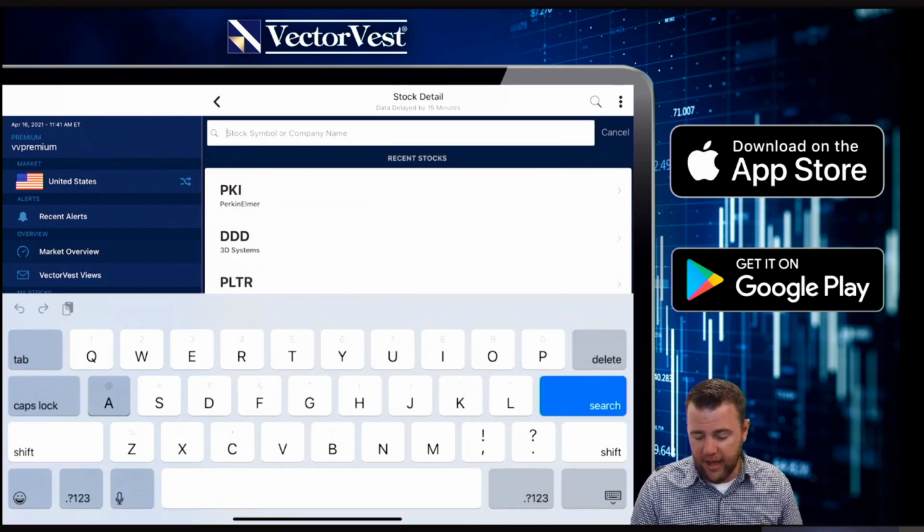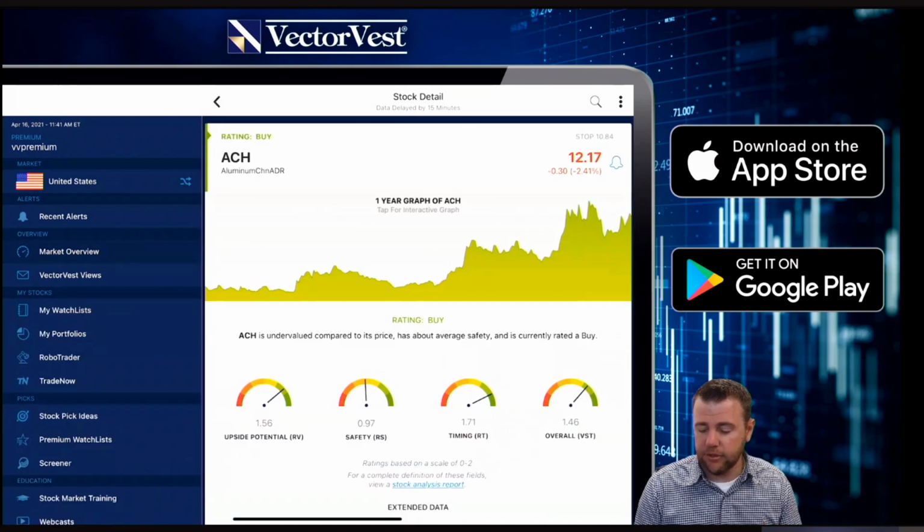Let's see, ACH. ACH, great long-term potential, a little bit more risk associated with it. Really strong short-term uptrend. Overall, the stock is favorable.